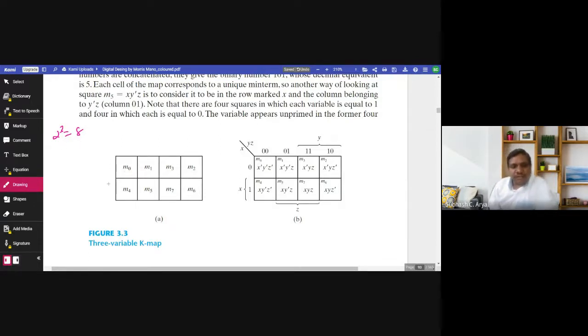Those 8 minterms are here: m0, m1, m2, m3. Please mind it, it is not in a serial order. M0, M1, M2 here, M3, then M4, M5, M6, M7. Why is it like that? This numbering is based on Gray code.